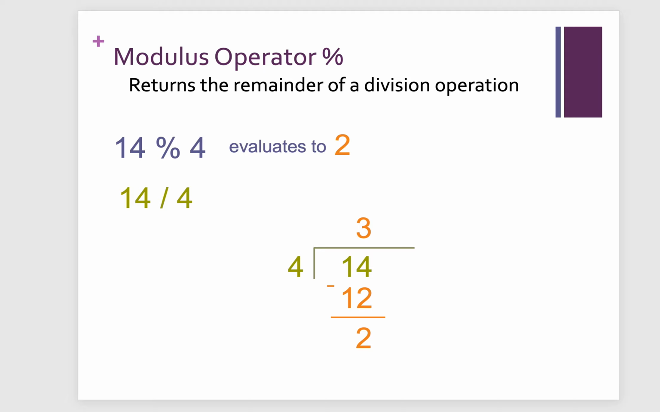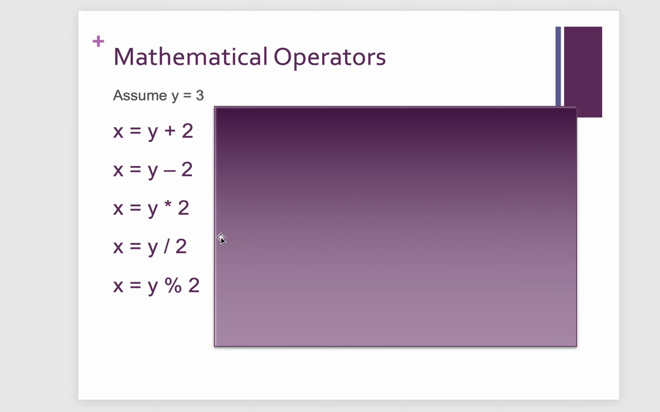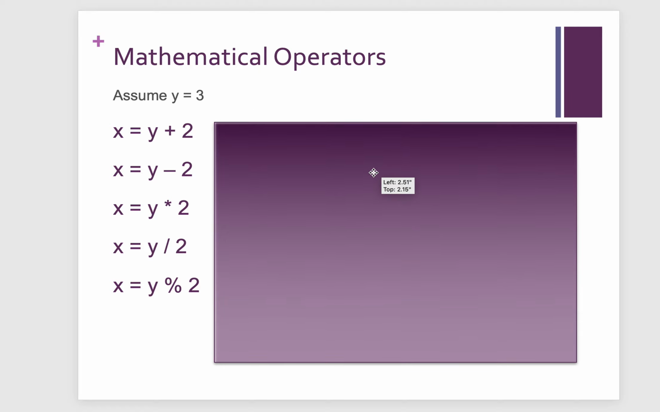So let's look at some examples of other operators. We're never going to have very crazy mathematical equations in here, so don't panic. I know some students hear math and they immediately freak out, so don't freak out. Okay, so let's assume y has a value of 3. If we had y plus 2, what would be the new value of x after that code executed?